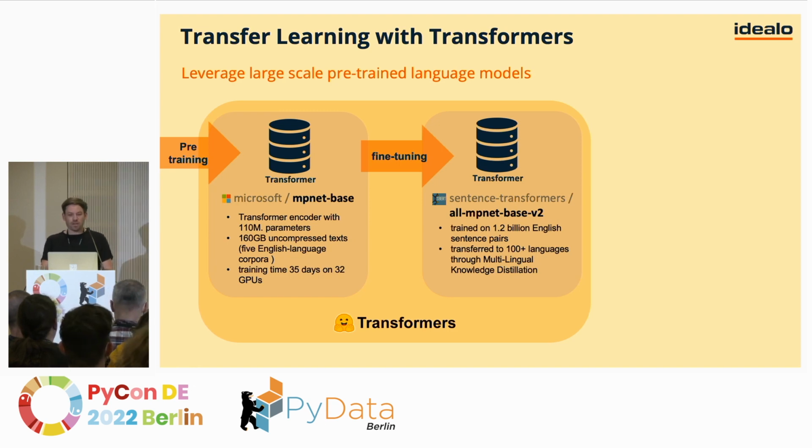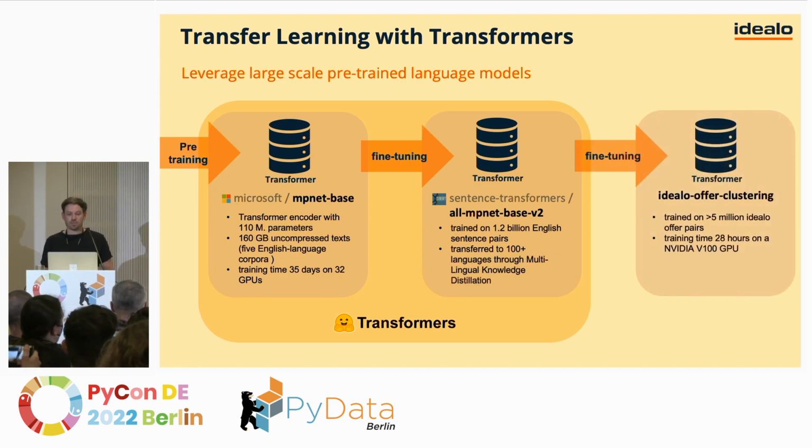In the last step, we take this model from Sentence Transformers and fine-tune it again. Why did we do that? Well, e-commerce data is totally different from the data used in pre-training and fine-tuning, so we fine-tuned it again to improve the performance and also fit our use case. And the question is, how did we do that?